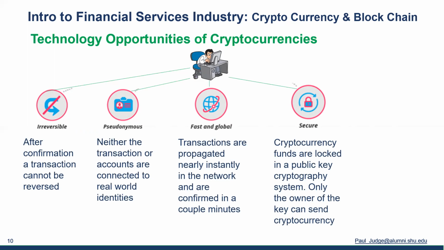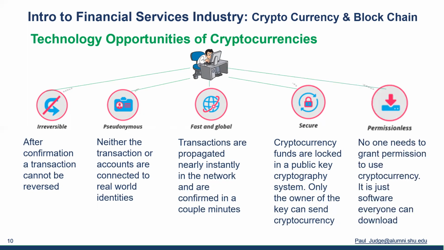Cryptocurrency funds are locked in a public key cryptography system. Only the owner of the key can send it. So basically they use key encryption. It's secure and it's permissionless. No one needs to grant permission to use cryptocurrency. It's just software that anyone can download. So it's permissionless, anyone can use it, it's secure, it's fast, and it's global.